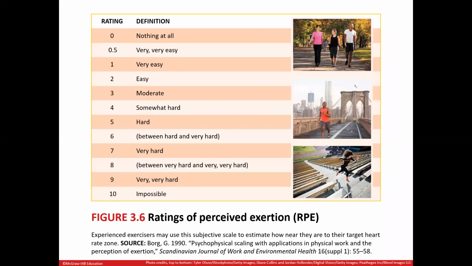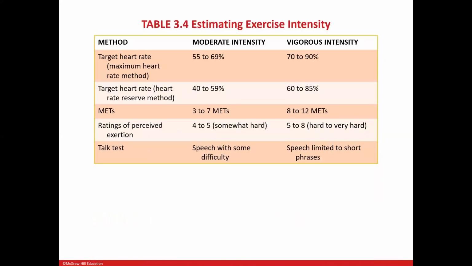So this is the RPE measure you can do. You can select 0 to 10. So 0, you're doing nothing at all. You're just sitting, relaxing. And then 10, you are not able to do anything more, which is impossible. So that's when you should stop your exercise.